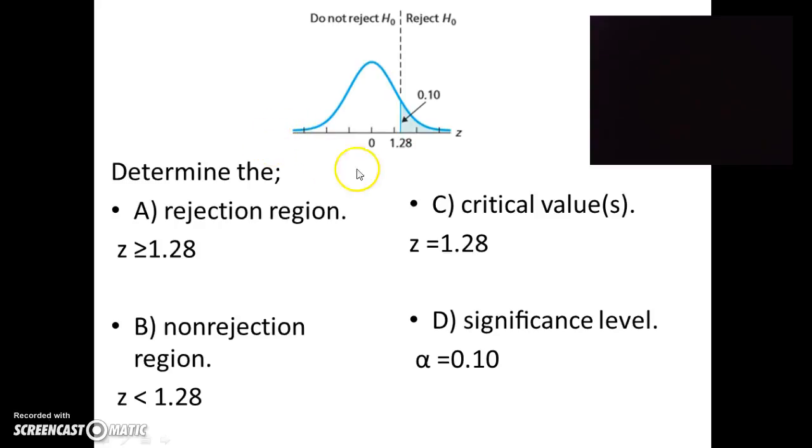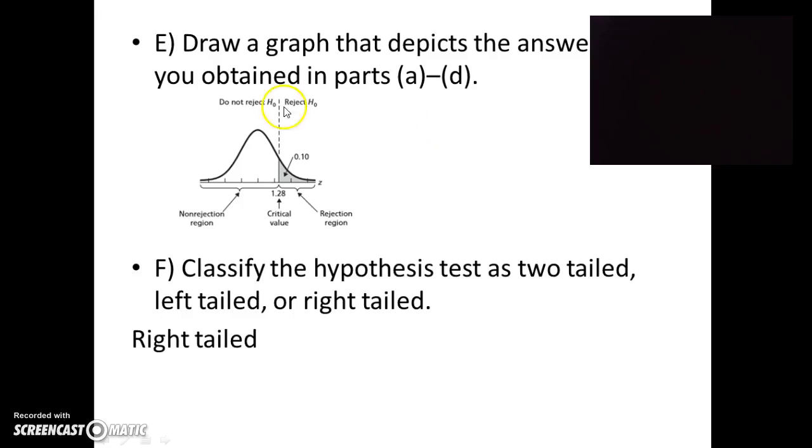The critical value is exactly at z equals 1.28, and the significance level is 0.10 because this is what we have here. And when we graph it, this is how we graph all these: the non-rejection part, rejection part, critical value, and the significance level. And the type of hypothesis test we use for this is definitely right-tailed.